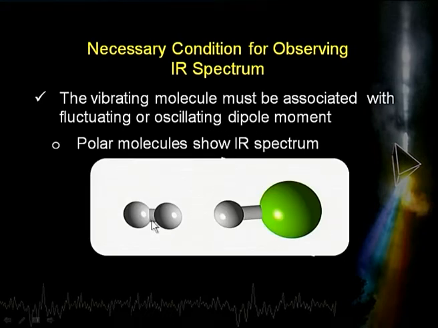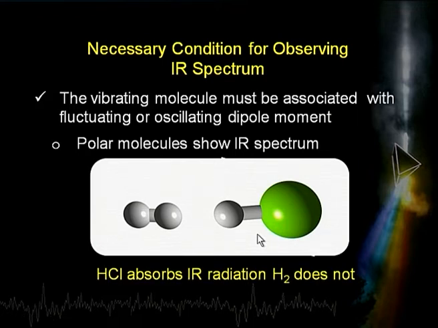So, we see that this hydrogen here is non-polar, it does not give us an IR spectrum, whereas HCl, which is a polar molecule, all of us know that this gives me an IR spectrum. This is one simple example to quote over here.